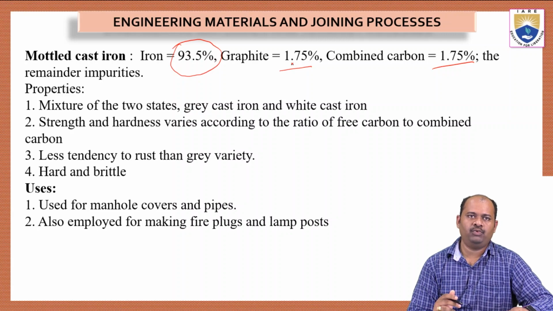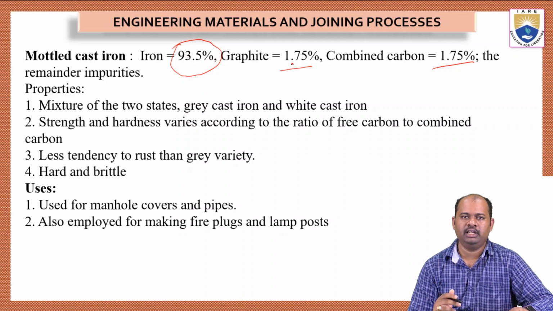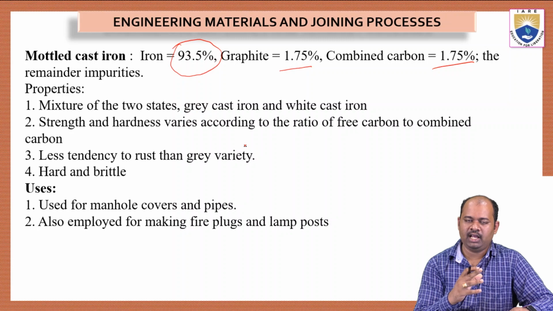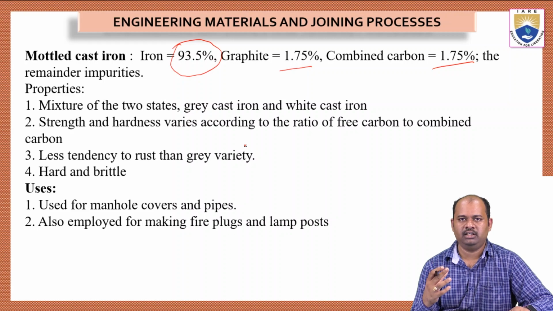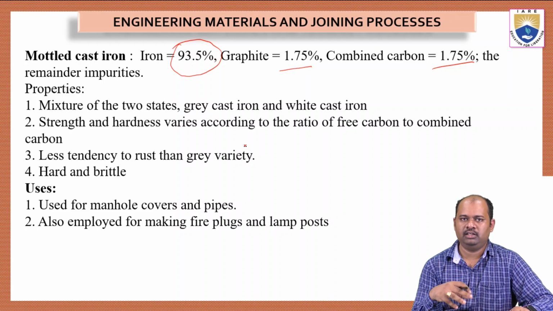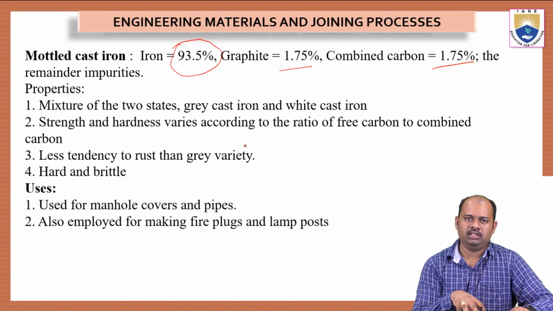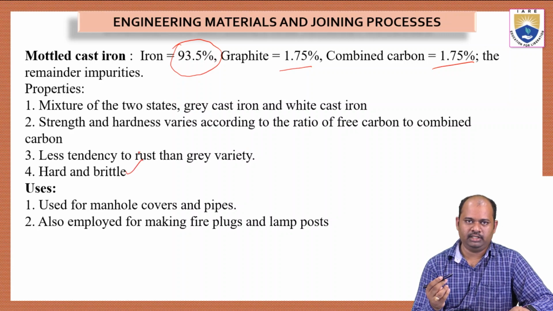Okay, and the third important property is less tendency to rust than grey cast iron. So this cast iron has the properties of both grey cast iron as well as white cast iron. Generally white cast iron does not rust easily, so that property will be seen in this mottled cast iron also. And one important property of grey cast iron is that it is very brittle, so that property is also seen in this metal. So both the good properties of grey cast iron and white cast iron are seen in this mottled cast iron. And it is very hard and brittle at the same time.